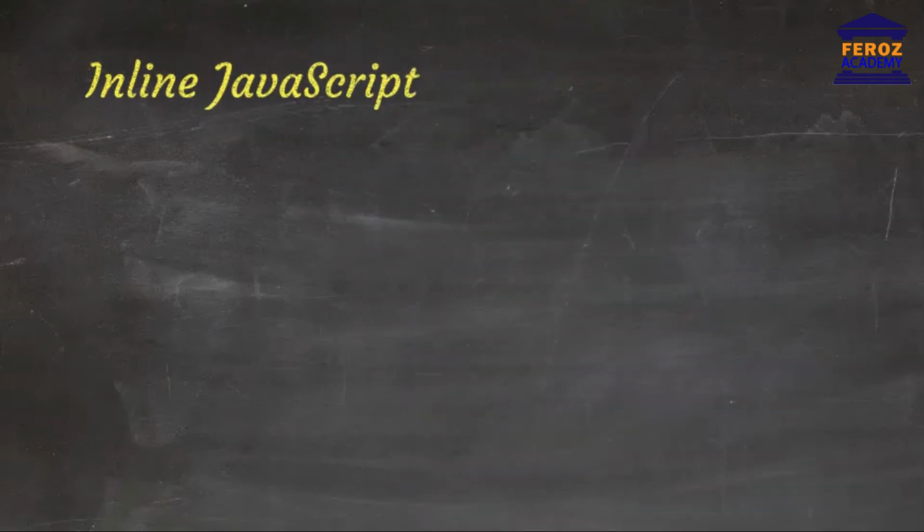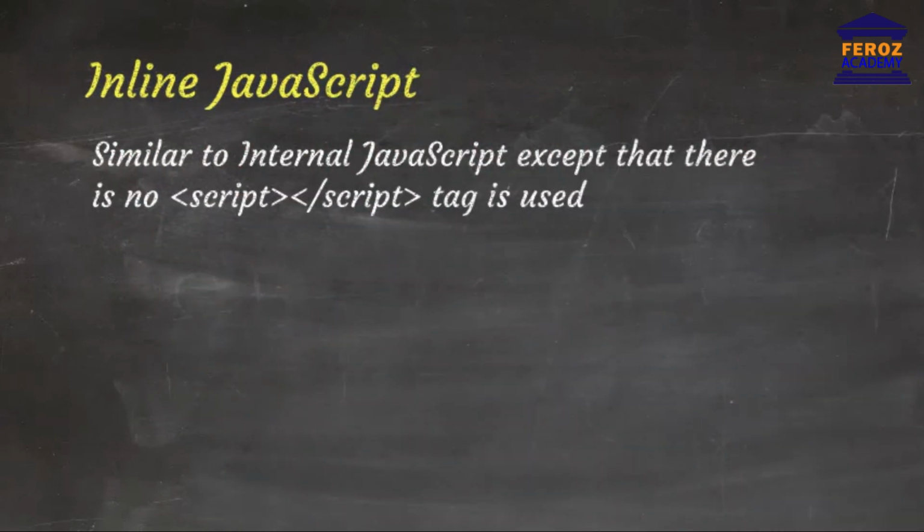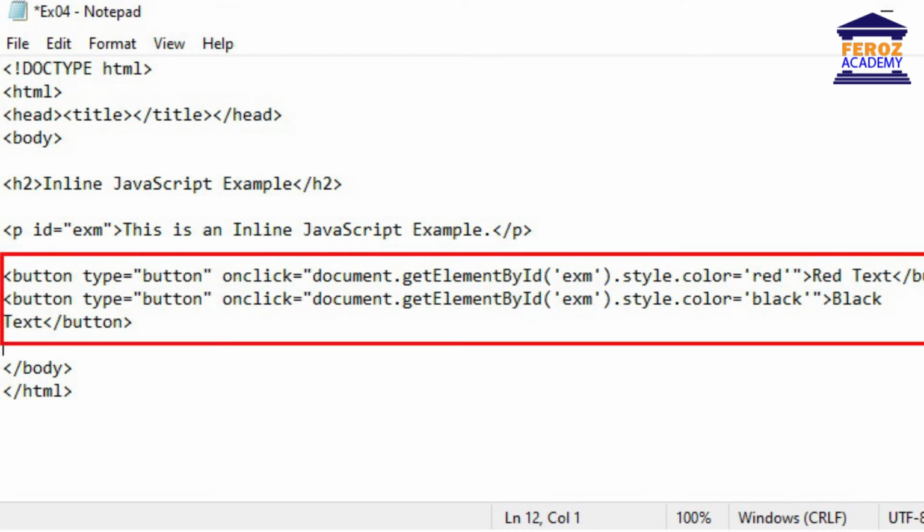Inline JavaScript is similar to internal JavaScript, except that there is no enclosing script tag. Inline JavaScript codes are generally a small piece of code associated with an event.